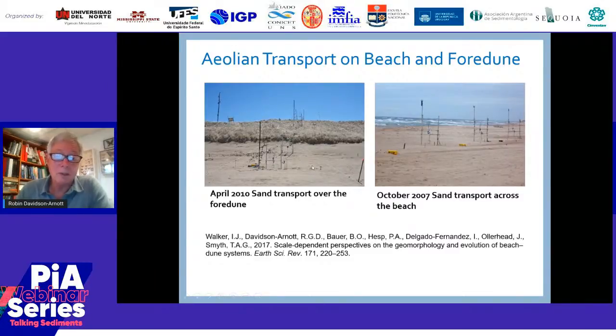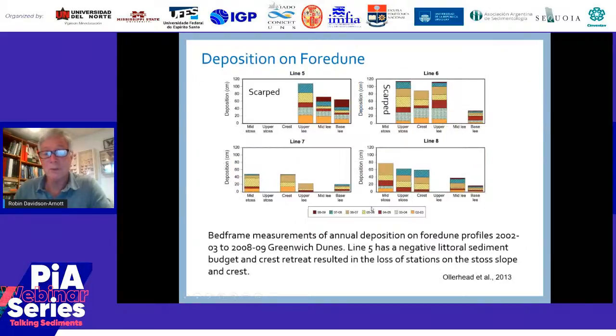So we've been able to measure what the controls are and what the relationship is between the winds, the wind speed and direction, moisture content on the beach, vegetation cover, and transport over the foredune. And that's all summarized in a paper in Earth Science Reviews in 2017. So those data give us some insights into the actual processes.